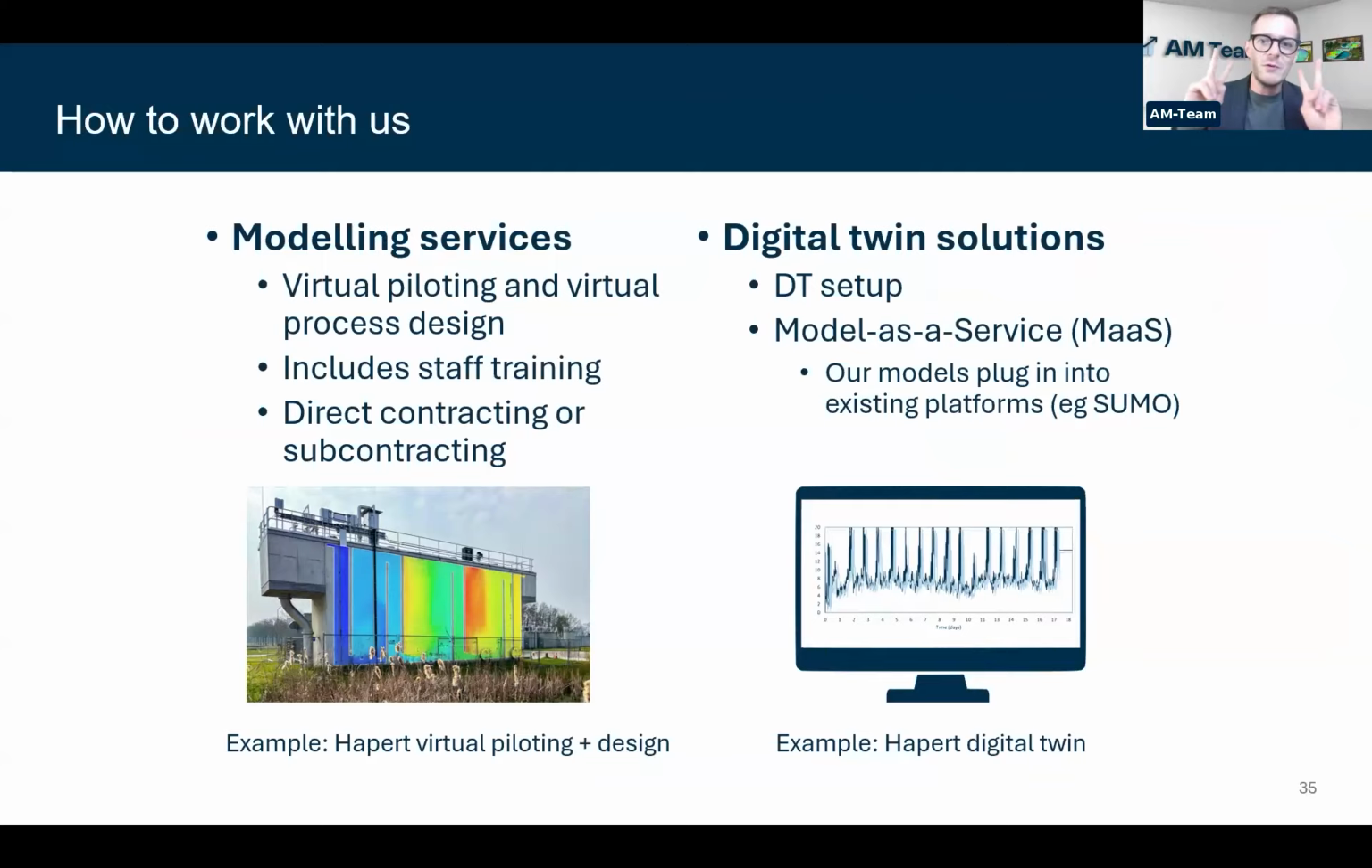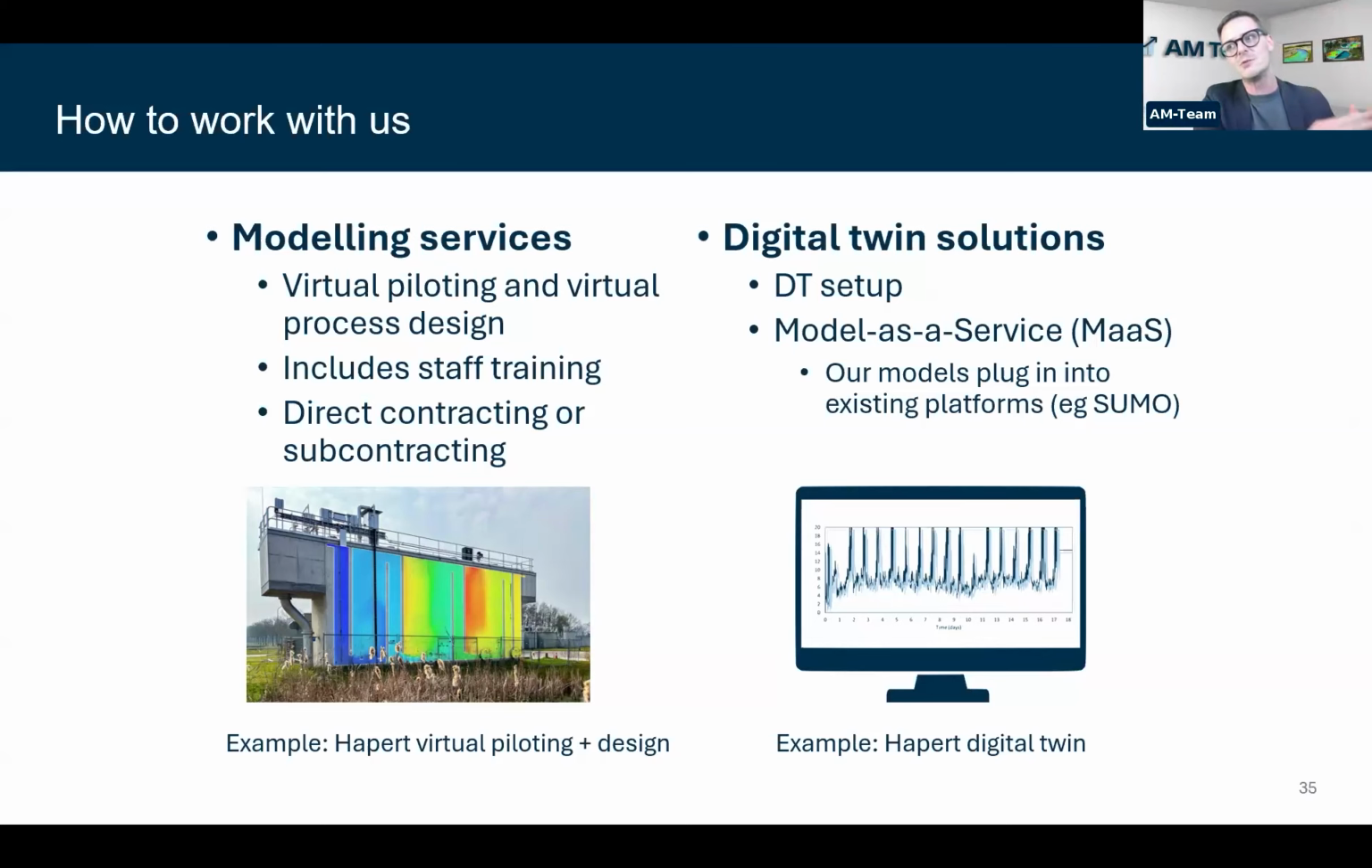Maybe you have also a question: if you would like to work with us, how does that happen? Well, we have two business models. We are a modeling services company. This means in the design stages and the virtual piloting, we run the virtual plant models and we provide the outcomes. And this is a very collaborative approach typically, either with the utility or also with the design partners. It includes staff training, so that's a service we offer.